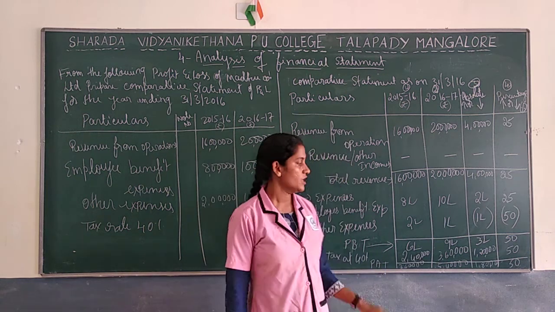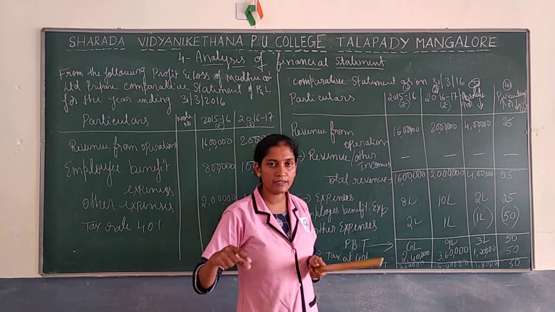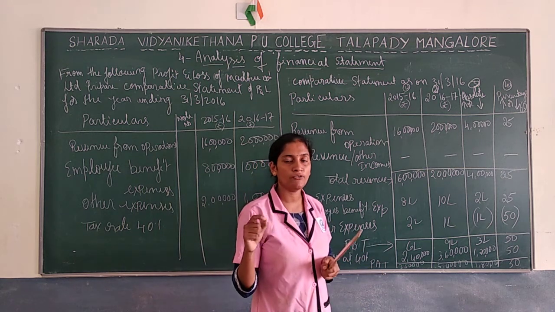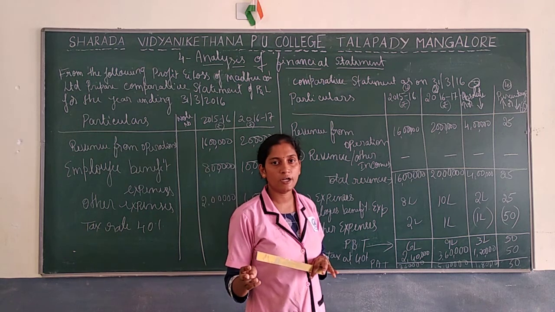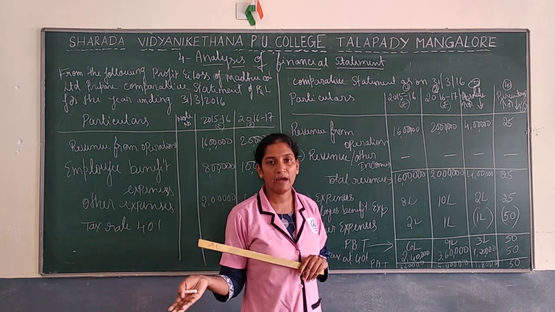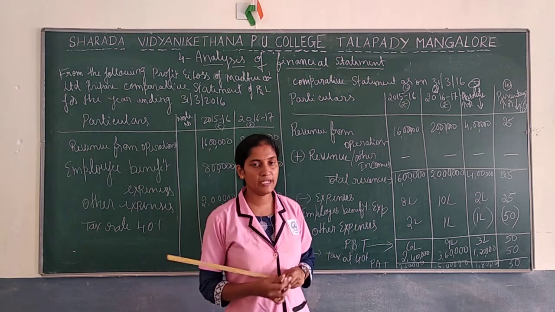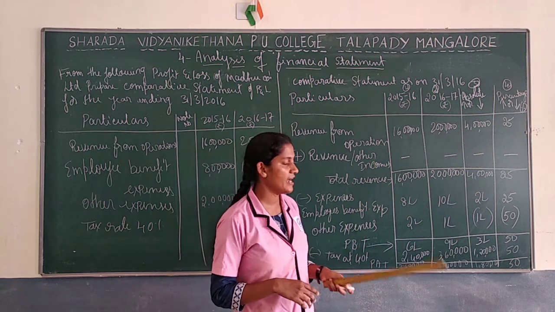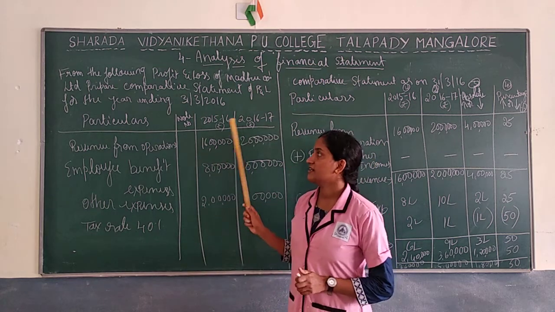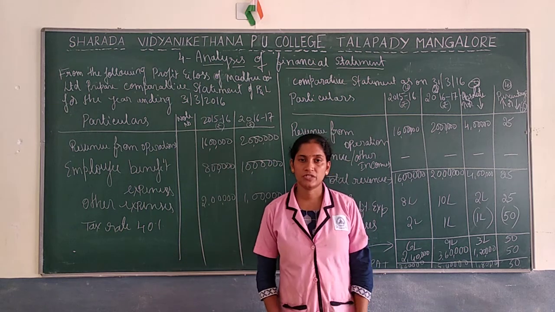Okay, percentage. So whenever this kind of problem is asked, you have to write at last how we have found the percentage. So percentage is equal to absolute increase or decrease divided by absolute first year. Okay, you will get the answer. This is under the comparative statement under the profit and loss account, students.